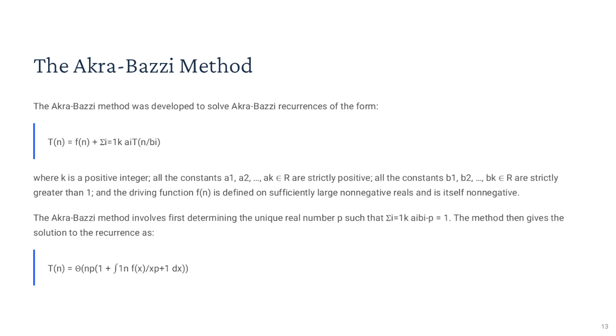The first step is finding the unique value of p that satisfies the equation: the sum from i = 1 to k of a_i b_i^(-p) = 1. Once p is determined, the solution to the recurrence is T(n) = Θ(n^p (1 + the integral from 1 to n of f(x) / x^(p+1) dx)). While the Akra-Bazzi method is more versatile, it requires calculus and is best suited for recurrences that fall outside the scope of the master method.